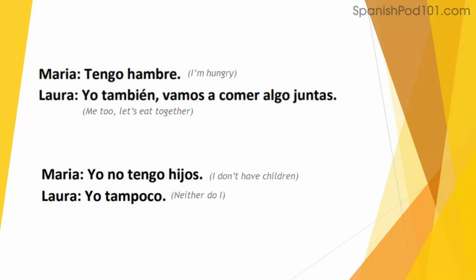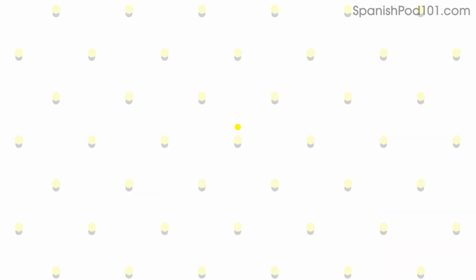So let's have a look at some examples of when to use también in Spanish. Tengo hambre. Yo también. Vamos a comer algo juntas. As you can see here, Maria is saying, I'm hungry, and Laura is also hungry, so she will say, yo también, me too, and then can suggest something like, let's go grab something to eat together.